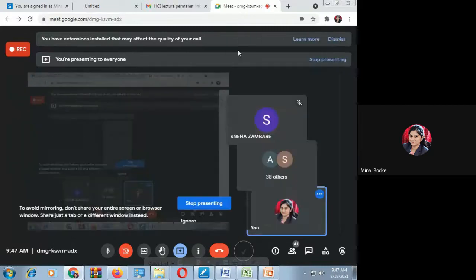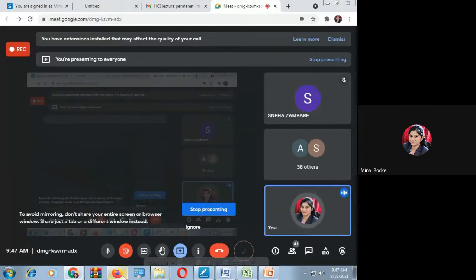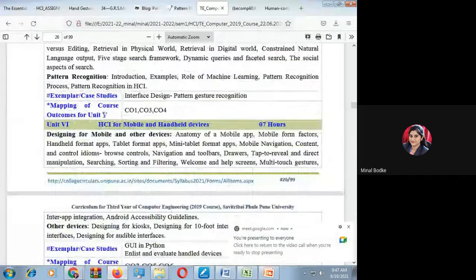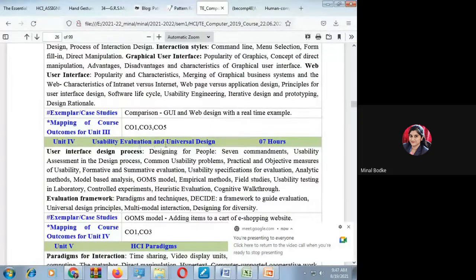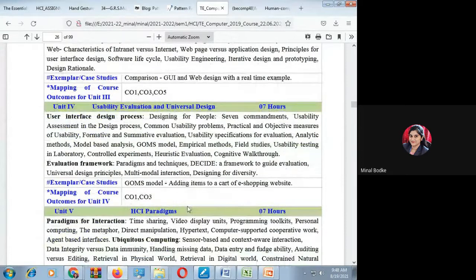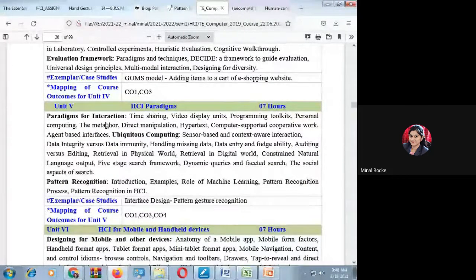Okay. So let us see the syllabus of the fifth unit. Your fourth unit is usability evaluation and universal design. Again here you have some theoretical concepts like designing for people, 7 commands, so you will get a little bored. So I think we should start with the fifth unit, where you are going to see how interaction was developed right from the basics up till the current version. And again you have ubiquitous computing, then pattern recognition systems and machine learning. So we'll start with the fifth now.